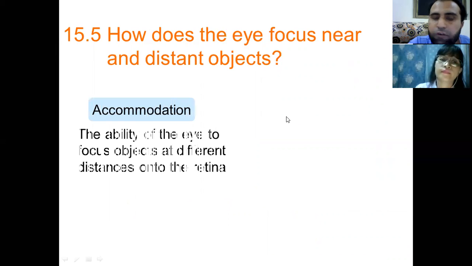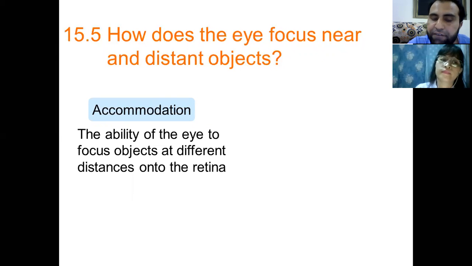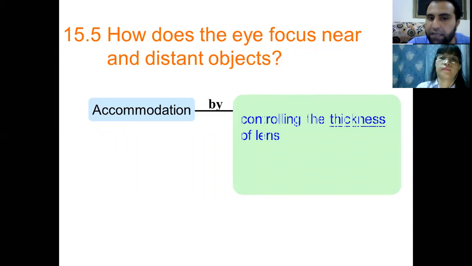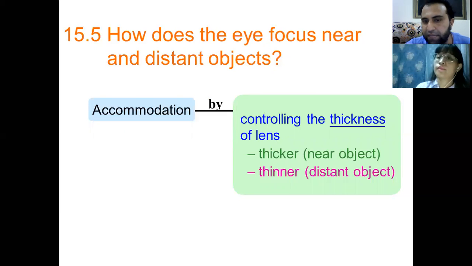How does the eye focus on near and distant objects? The ability of the eye to focus objects at different distances onto the retina is called accommodation, and the lens plays an important role. We discussed already that if a thing is near to you, the lens is supposed to be thick. If a thing is far away from you, a distant object, the lens should be thin. Okay, why?